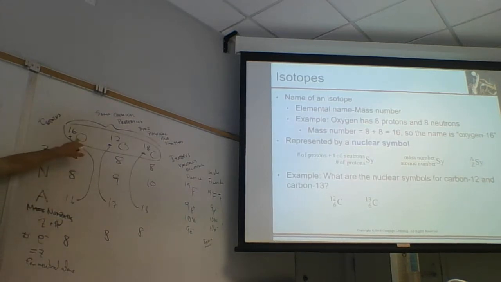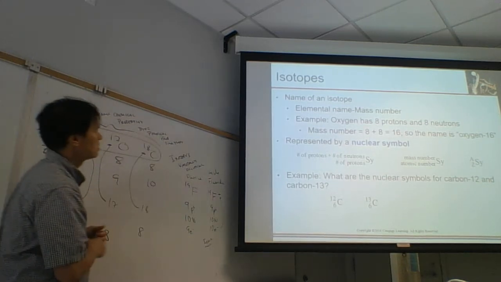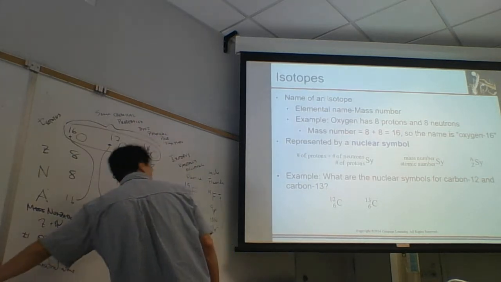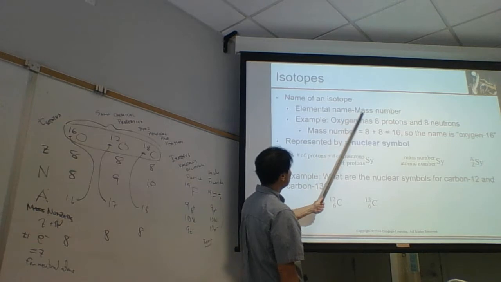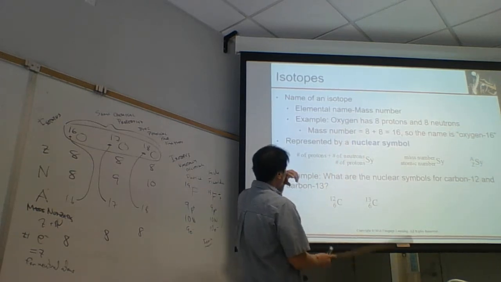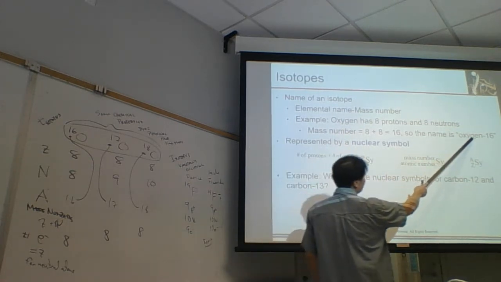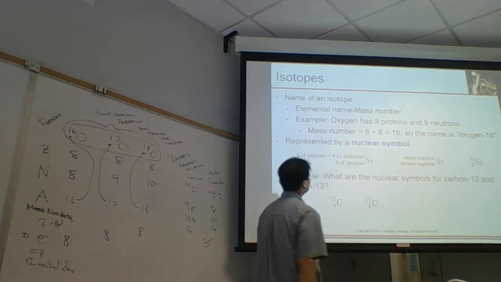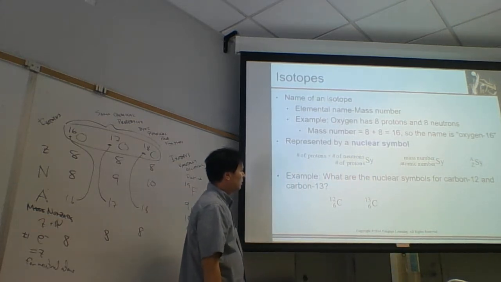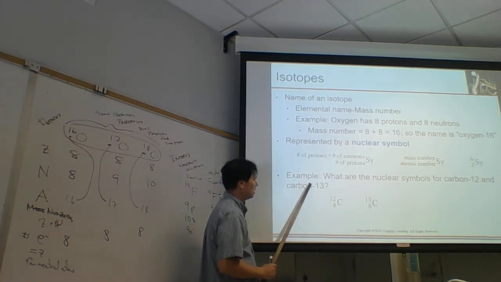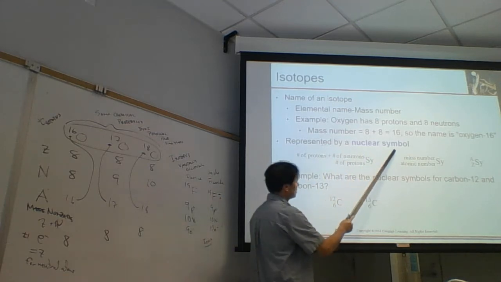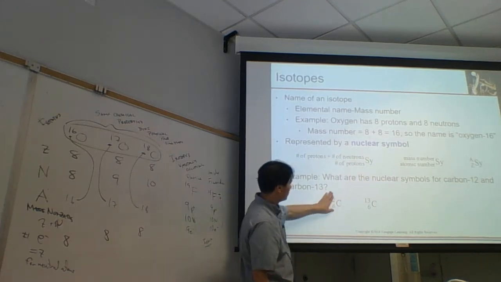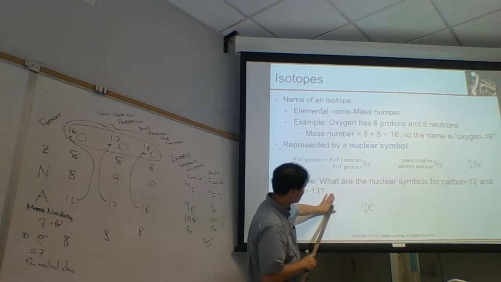And so this one's named oxygen-16. It's just the elemental name followed by the mass number, oxygen-16. So that's shown here, oxygen-16. There are other ways of representing this. Other ways of representing the composition of the atoms is by a nuclear symbol. The nuclear symbol looks different than a regular chemical symbol. A regular chemical symbol isn't going to have these numbers.